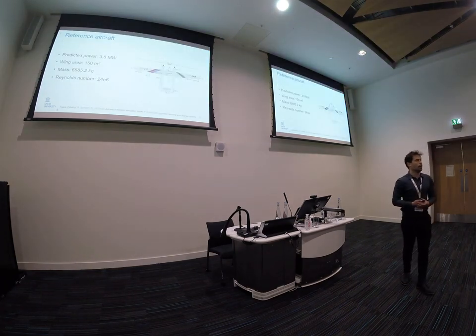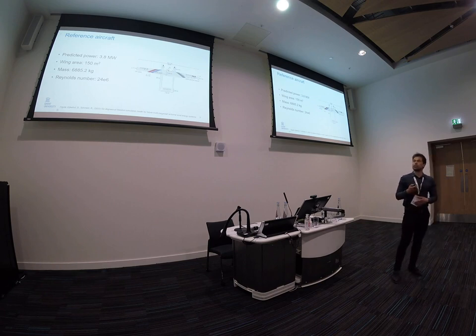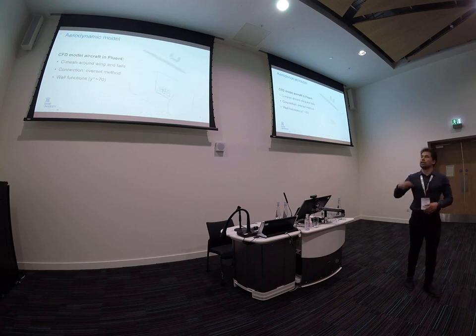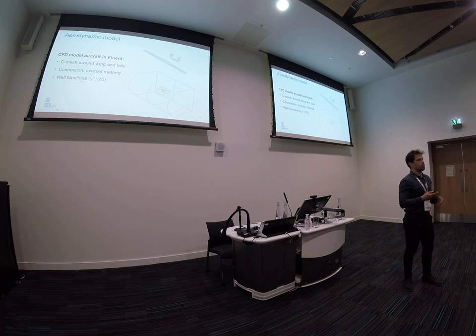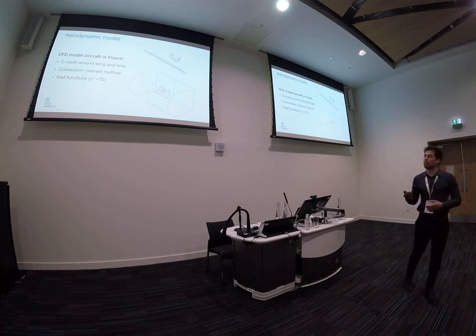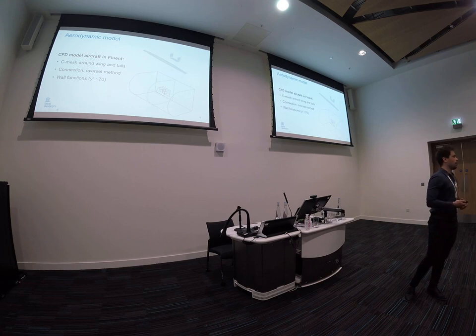So I start from a reference aircraft developed at TU Delft by Dylan, which is envisioned to have a power output of 3.8 megawatts with a wing area of 150 square meters. So we developed an aerodynamic model of this aircraft in CFD, so in Fluent. And this model features separate C meshes, so structured mesh, around all the lifting bodies. So we have a C mesh around the wing and the tails, and these are connected using the overset connectivity, as I will explain in the next slide. Also, the meshes have been designed in a way that they are valid to operate using wall functions.